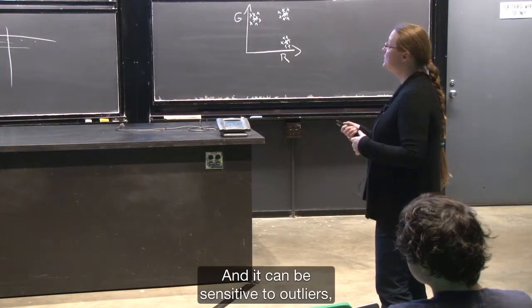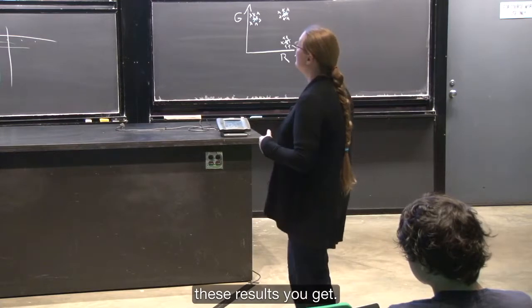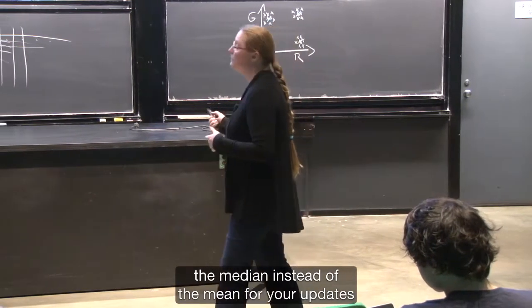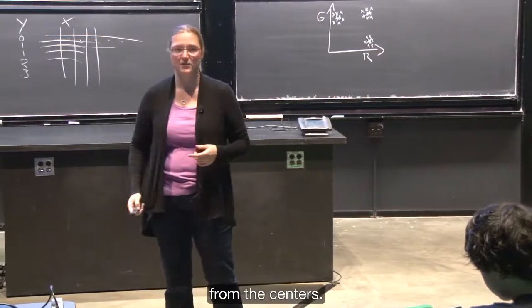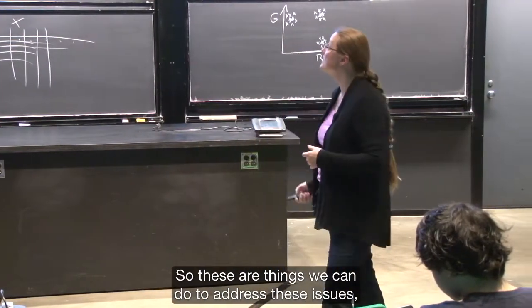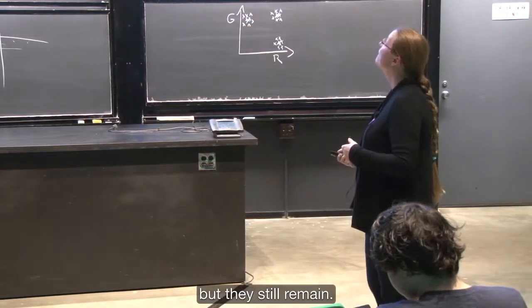And it can be sensitive to outliers, these results you get, and you can mediate that by using the median instead of the mean for your updates from the centers. So these are things you can do to address these issues, but they still remain.